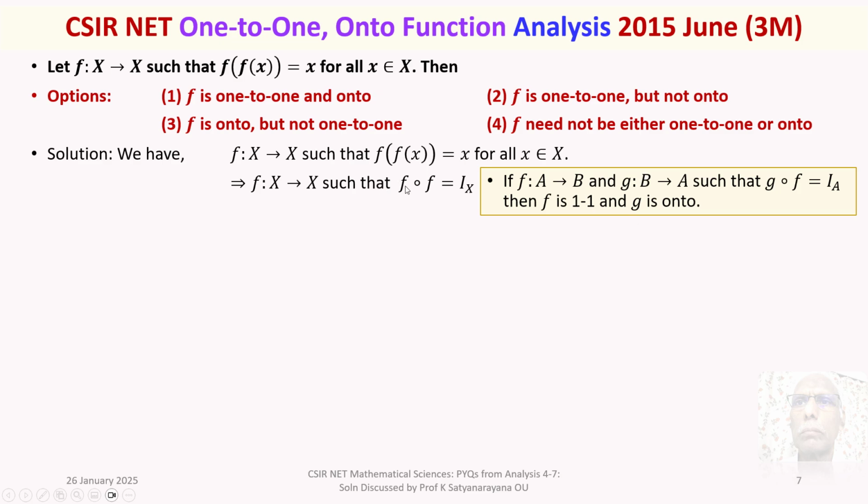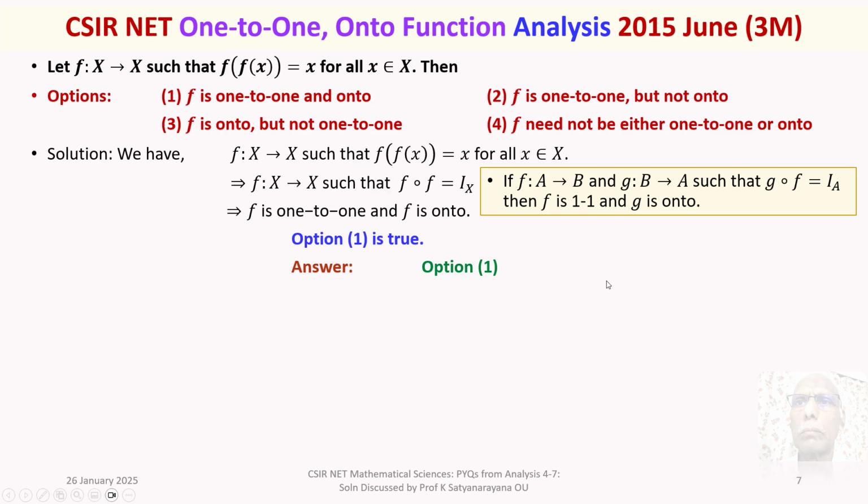So if you apply here, f compose f is identity means f is one-to-one and f is on-to. So using this result, f is one-to-one and f is on-to. So option 1 is true, and the remaining are all not true. The answer to this question is option 1. That is the detailed discussion of this problem related to one-to-one and on-to functions.